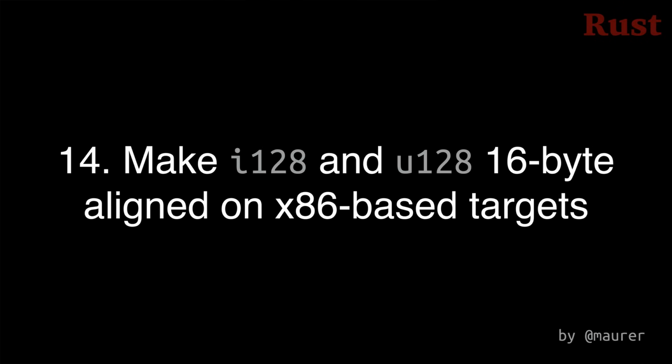Number 14. Because of an LLVM bug that had to be worked around, 128-bit integers have been 4-byte aligned in Rust, which makes them incompatible with C and with Rust compiled via GCC. The upstream LLVM bug has been fixed, so the alignment is now correctly set to 16 bytes.